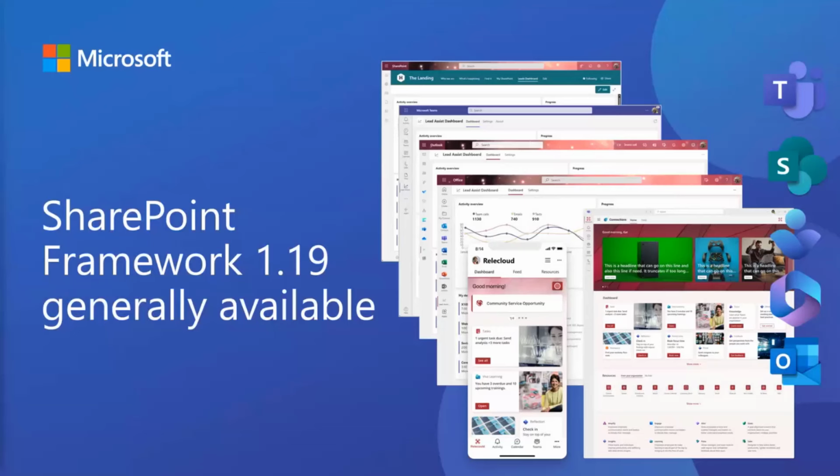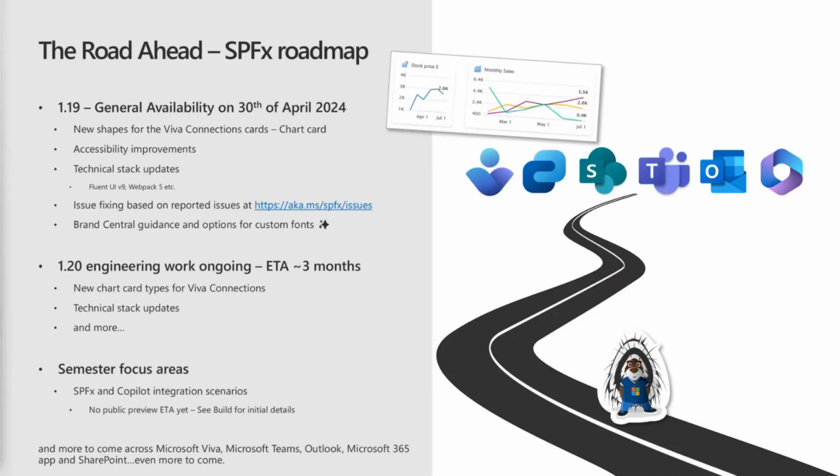So we have SharePoint Framework 1.19, which is generally available. I've been really excited about this release. Go take a look. There's lots of really cool features. But here's our road ahead roadmap. So again, 1.19 has been available since the 30th of April.